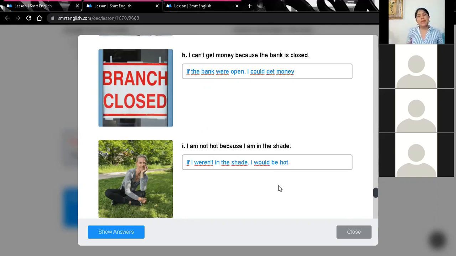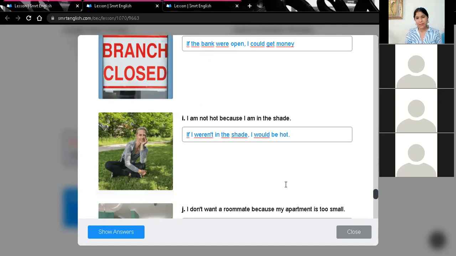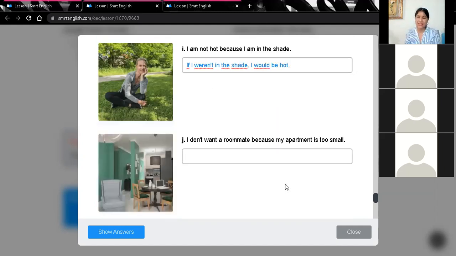For you to not confuse between could and would, let's talk about could. It's of ability, of doing things. And would is more of states, es más de estados, right? I would be hot, I would be happy, I would be silly, that would be great, etc. Don't worry, it's a matter of practice. You'll get it. Okay, Alondra, letter J says, I don't want a roommate because my apartment is too small.